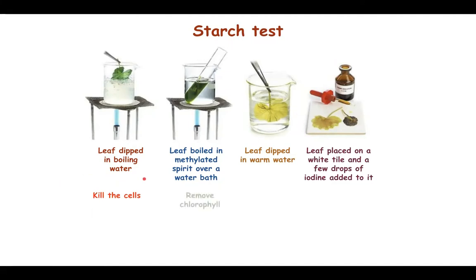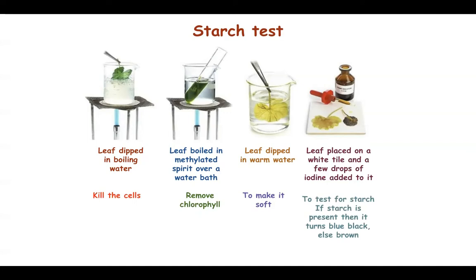The leaf is boiled in methylated spirit over a water bath to remove any chlorophyll. Methylated spirit is a solvent for chlorophyll. So it will rapidly remove all the chlorophyll. Now, along with removal of chlorophyll, the leaf also turns brittle. So to make it soft, we dip it in warm water. And once it has been made soft, it is spread on a white tile and a few drops of iodine are added to it.